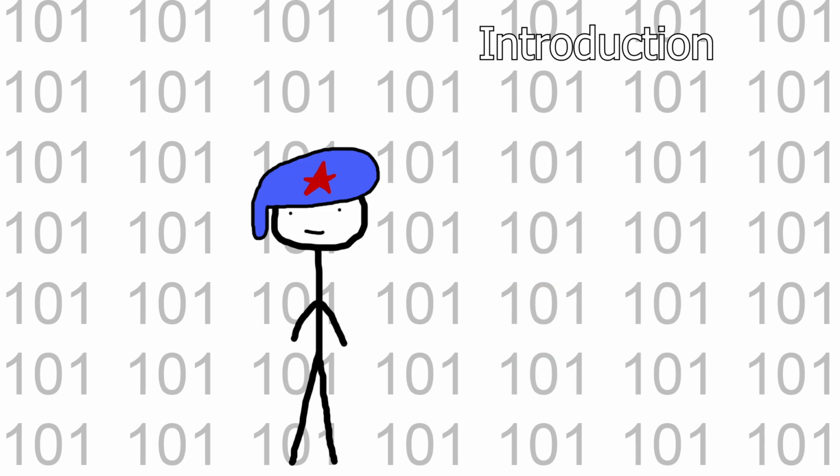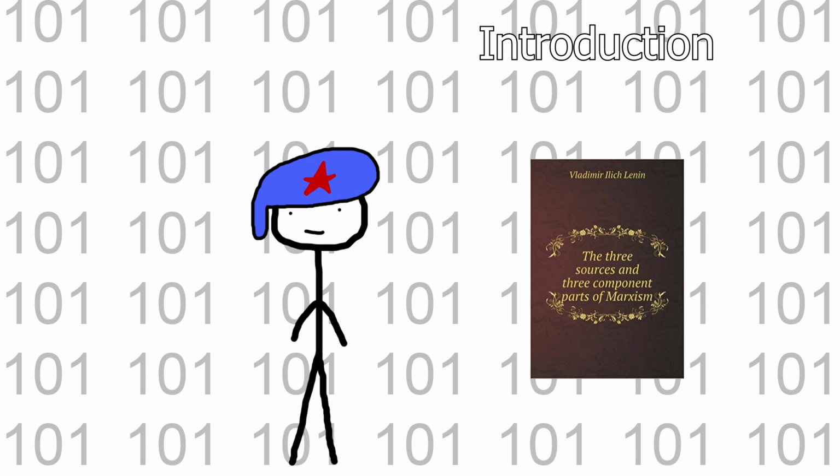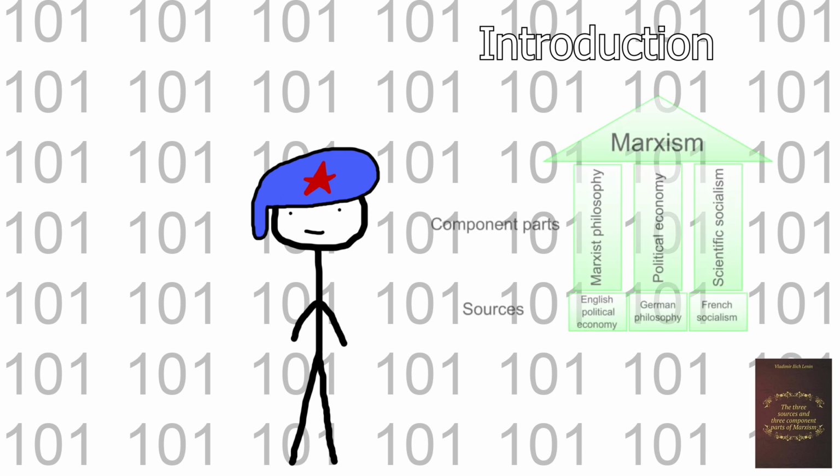The third text, which is actually a book that I want to recommend for beginners, is a book by Vladimir Lenin called The Three Sources and Three Component Parts of Marxism, in which Lenin talks about the different parts of Marxism: English political economy, German philosophy, and French socialism, why there are three parts of Marxism, what they all do, how they came to be, and why they are important. It is along those lines, philosophy, economy, and politics, that I have split this video into different sections for different books. So that's why I wanted to include that book.